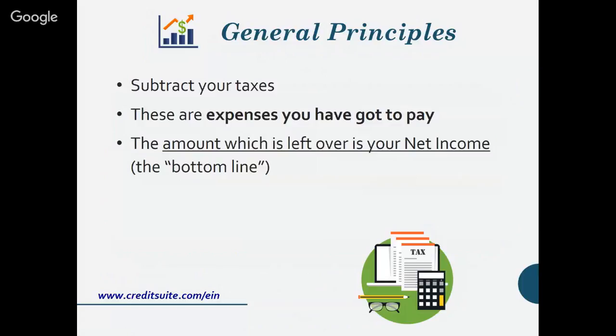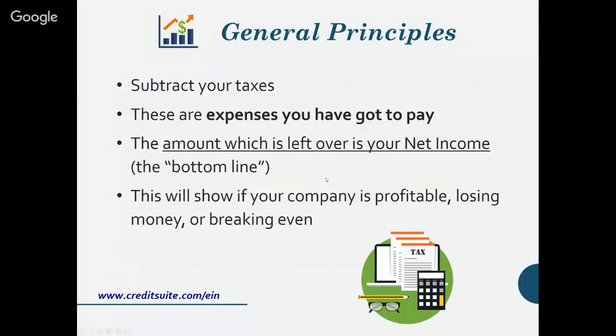So the amount of which is left over is your net income. This is the bottom line money that is left after everything else that's an expense, everything else that's a cost is actually deducted. So this will show if your company's profitable, losing money, or breaking even.